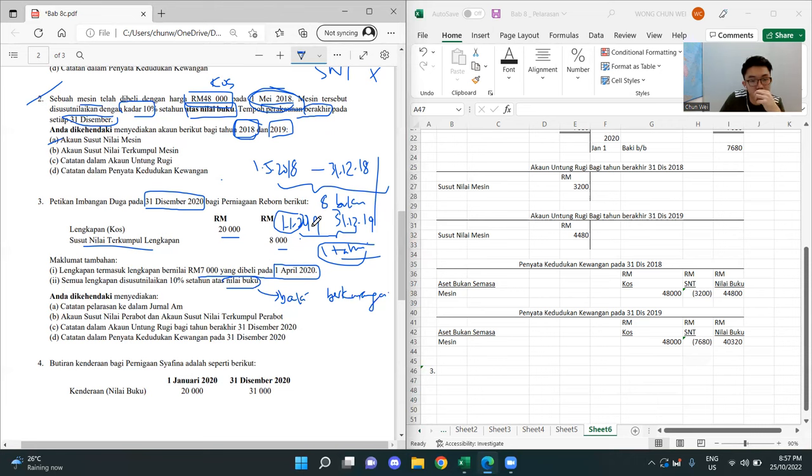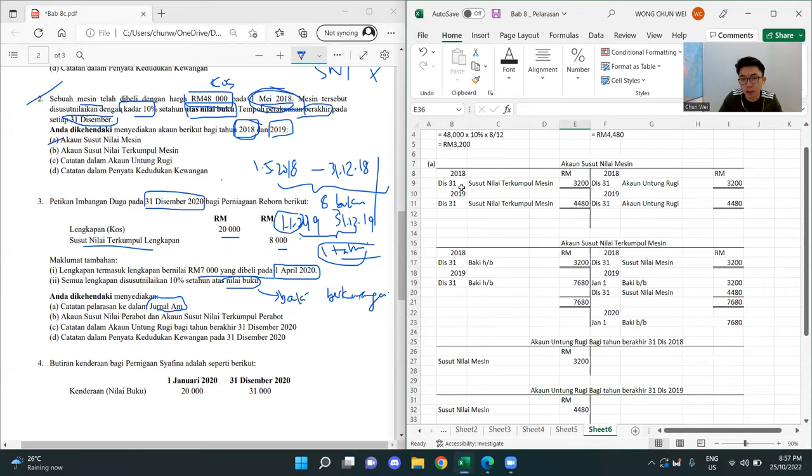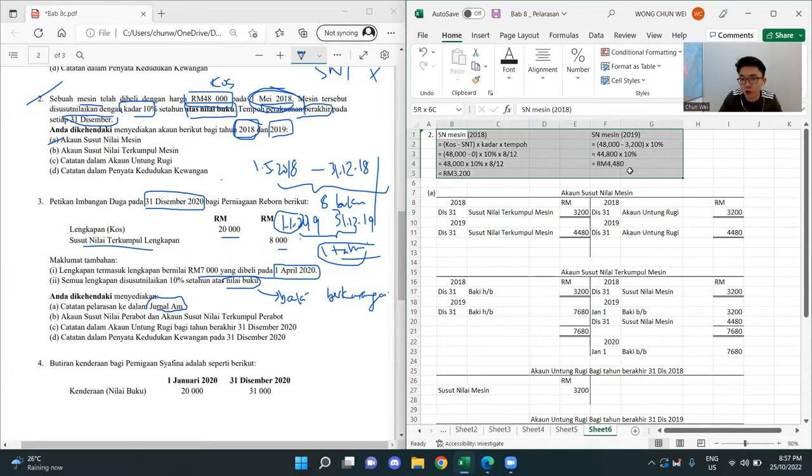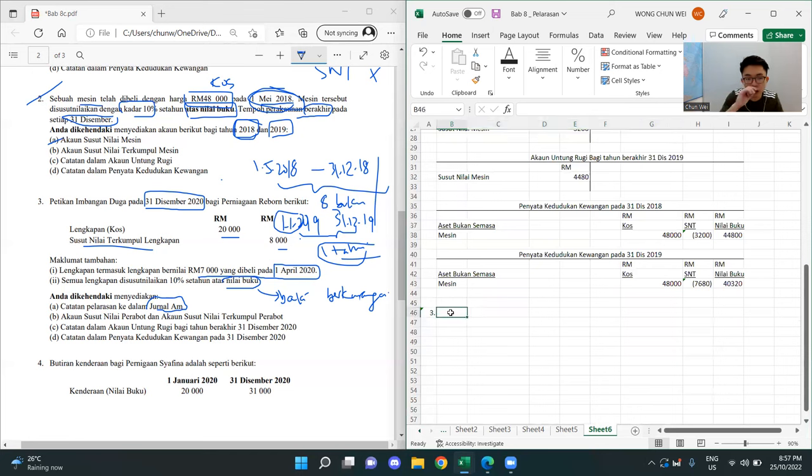Okay. So now catatan pelarasan ke dalam jenaam. So how do we record for this jenaam? Okay, now before that, let's kirakan like how we did just now. We kirakan the susut nilai, right? Okay, so same goes to this question. How much is the susut nilai? Right? But then you have to know, here they say the lengkapan termasuk lengkapan bernilai 7,000 yang baru dibeli pada 1 April 2020. RM7,000.